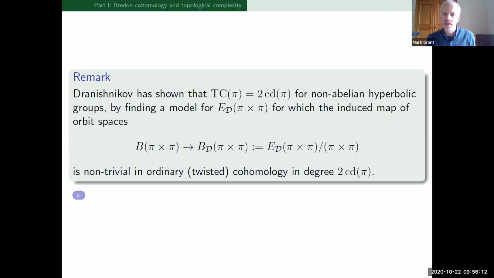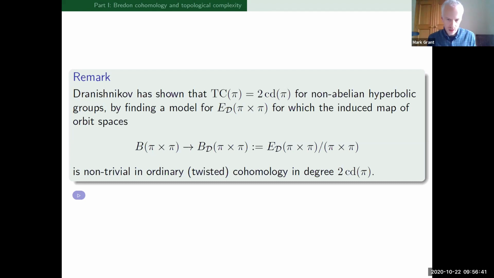So what he does is he finds a particular model for the classifying space of our family and shows that when you take the orbit spaces under the respective pi cross pi actions and look at the induced map, this map is non-trivial in ordinary cohomology with local coefficients in this degree.